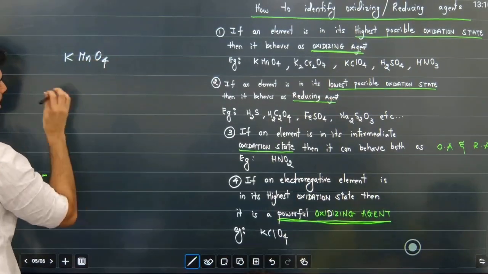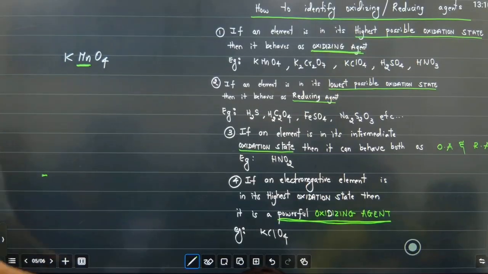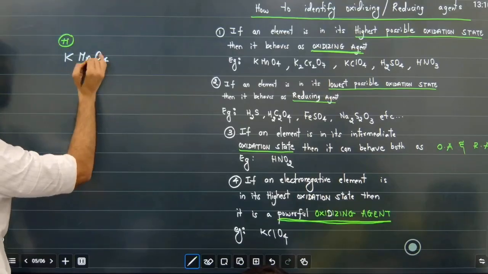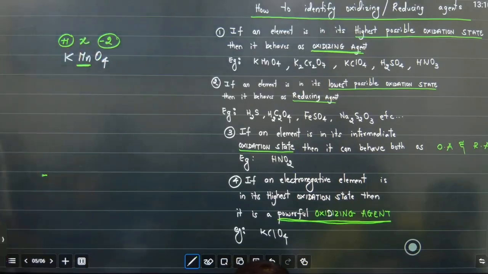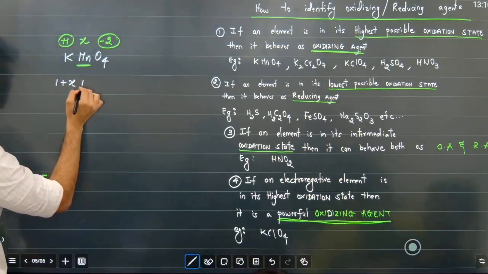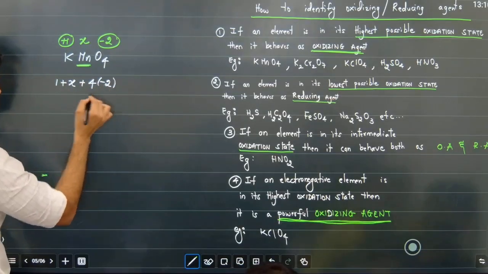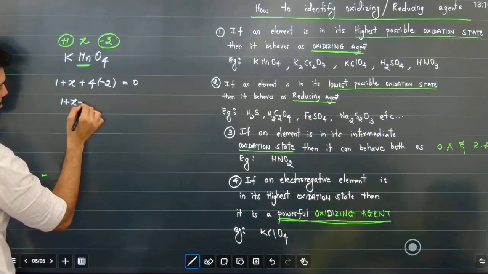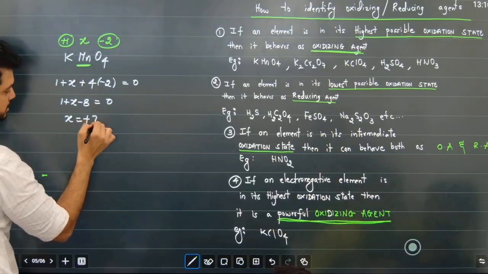KMnO4 and I want to know the charge on Mn. Potassium is a group 1 element, charge +1. Oxygen is -2. Let the charge on Mn be x. So 1 plus x plus 4 atoms of oxygen, each atom carrying a charge of -2. So 1 plus x minus 8 is 0. So how much is x? +7.